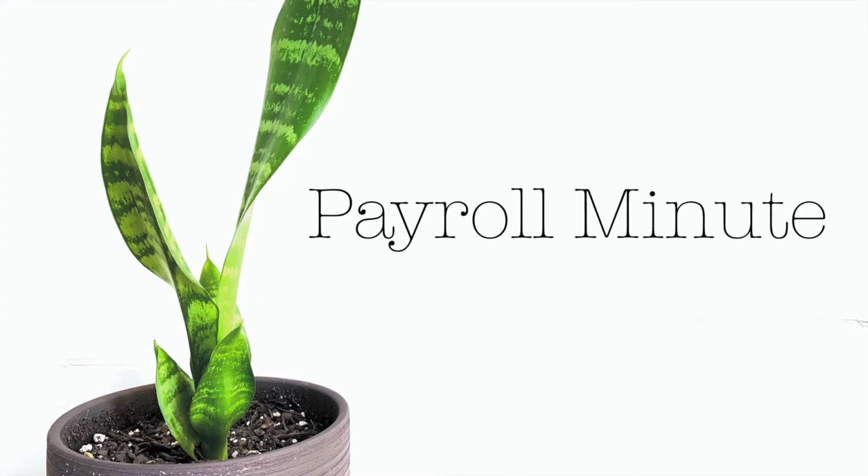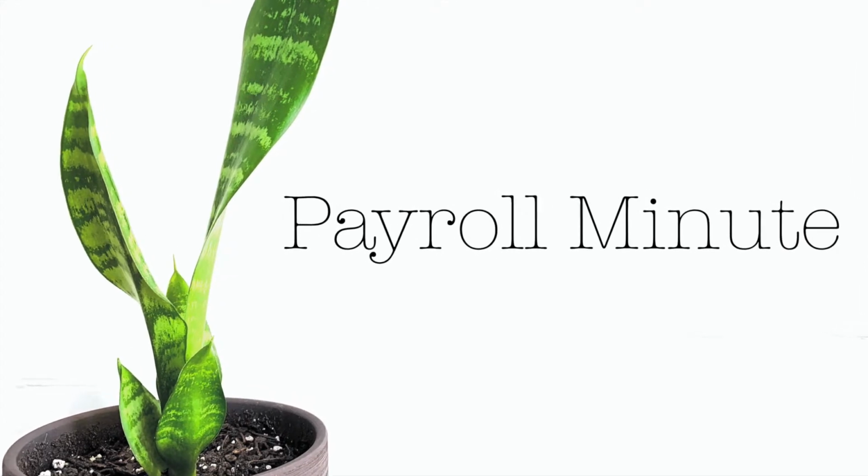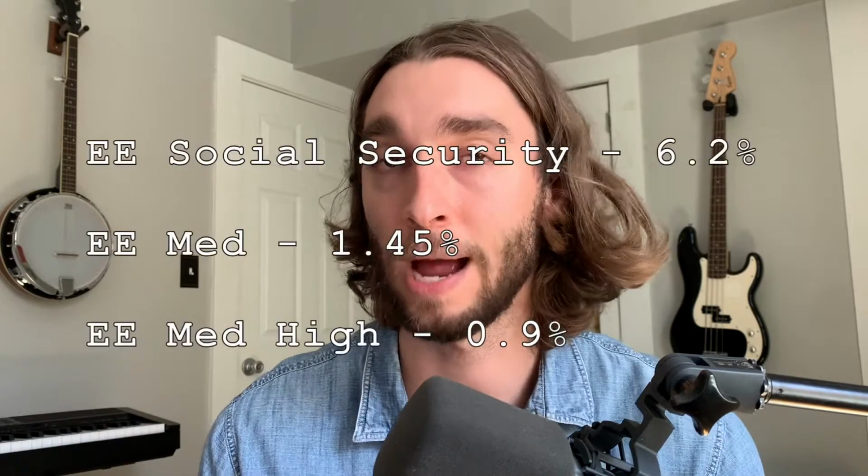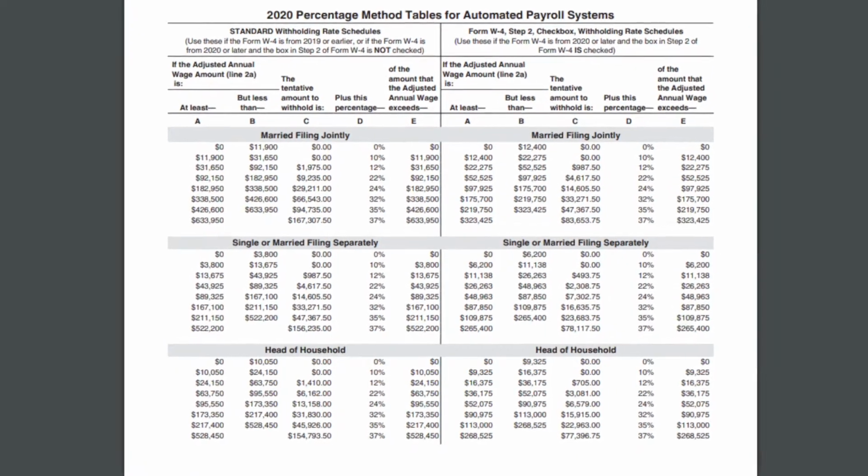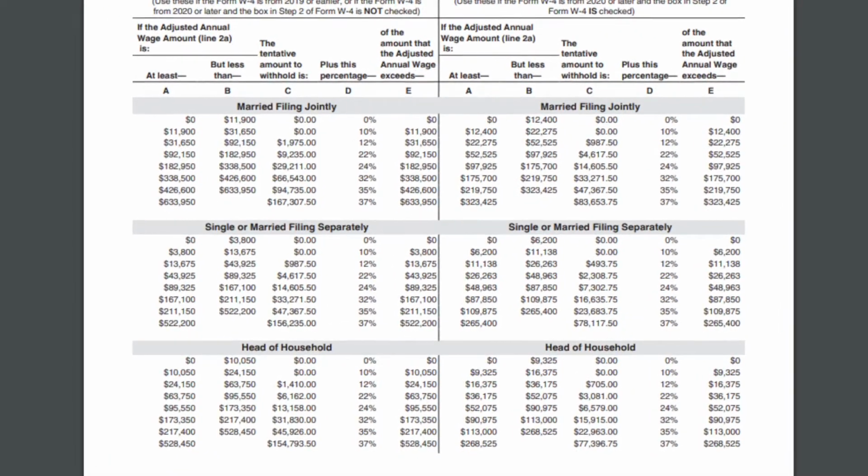Form W-4, recently revised, is used by employees to communicate to employers how much money to withhold from their paycheck for federal income tax withholding purposes. Social Security and Medicare tax are withheld using a flat rate, but federal income tax withholding uses progressive rates, meaning the more money you make, the higher your effective federal income tax withholding rate will be.